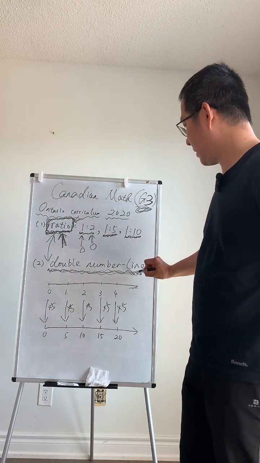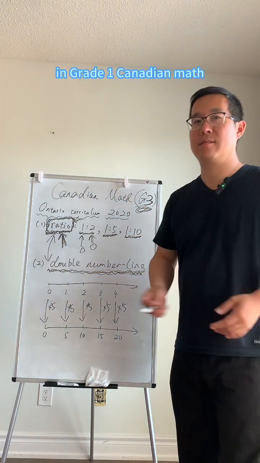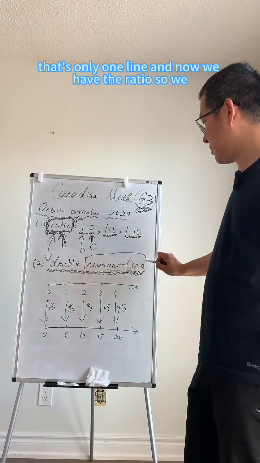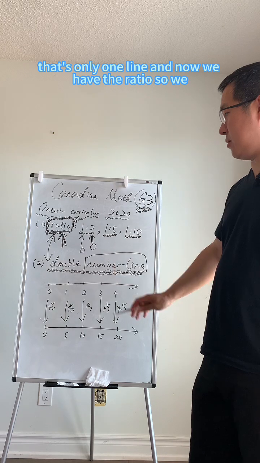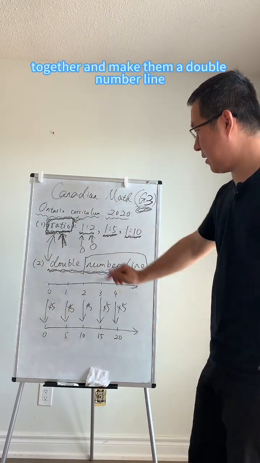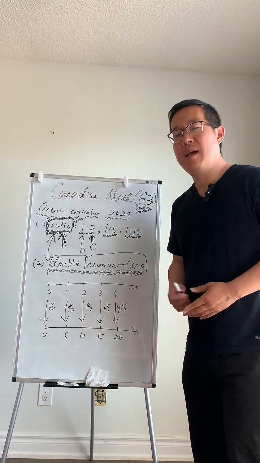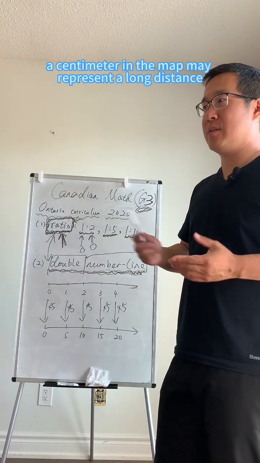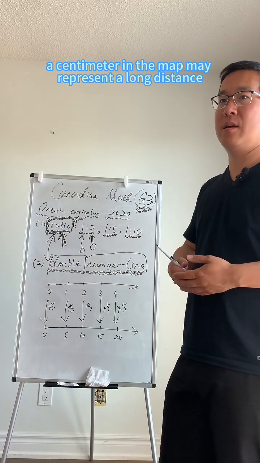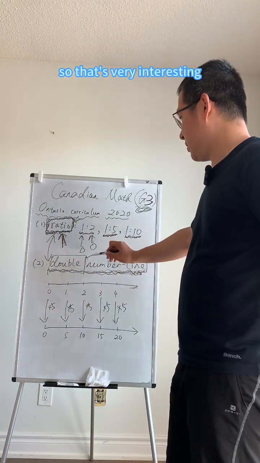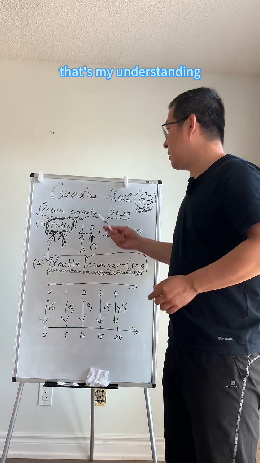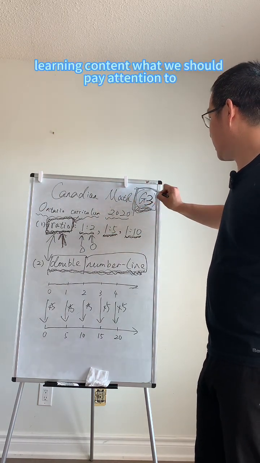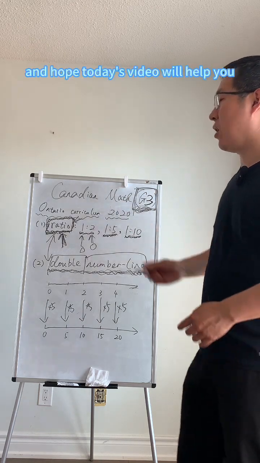Why is it a Canadian feature? Because in grade 1 Canadian math, we talk about number, and when we talk about number, we talk about this number line. That's only one line. And now we have the ratio, so we combine 2 number lines together and make them a double number line. So this is very interesting. And this is exactly like when we see a map, a centimeter on the map may represent a long distance in our real world. So that's my understanding of Canadian math when we talk about grade 3 learning content, what we should pay attention to. And I hope today's video will help you.